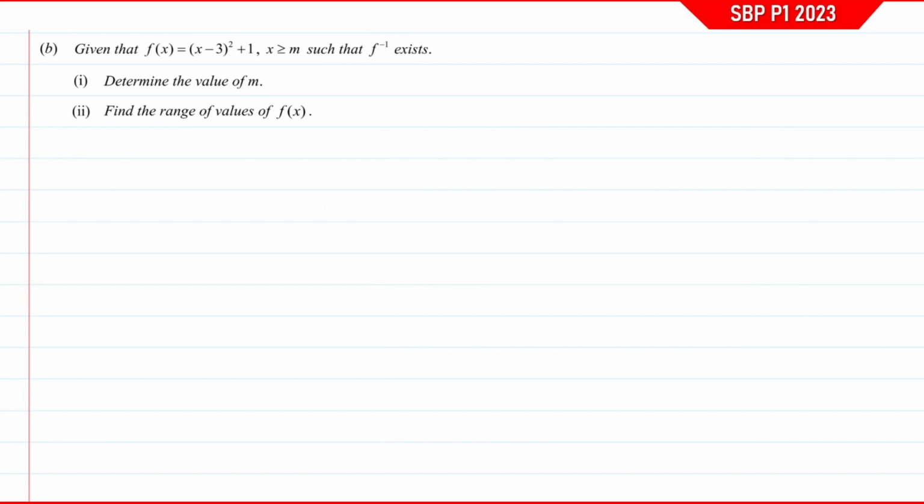Question B. Given that f(x) equal to (x minus 3) squared plus 1, x is greater than or equal to m such that inverse f exists. Number 1. Determine the value of m. Here, the f is a quadratic function written in vertex form. Here, the value of a is equal to 1, which is greater than 0. So we're going to get a smile graph with the coordinates of the minimum point 3, 1.